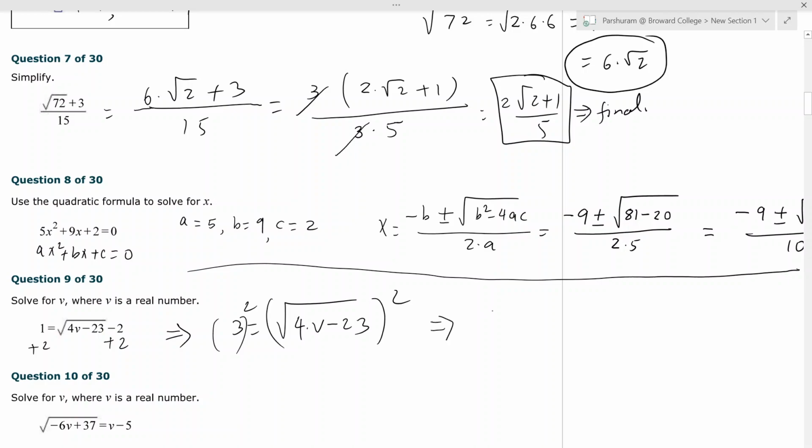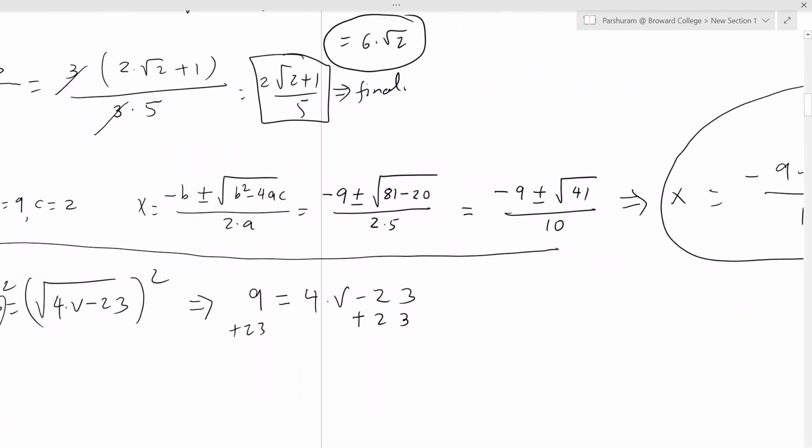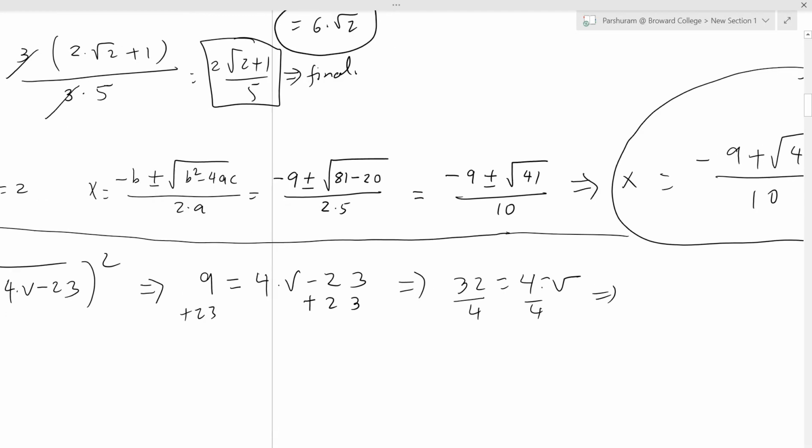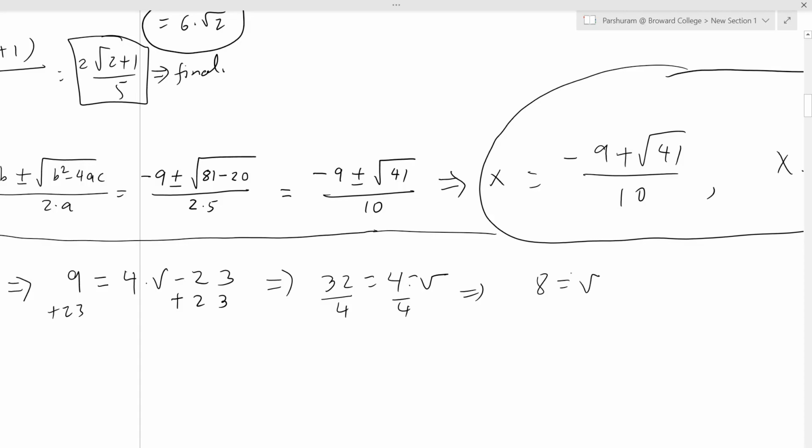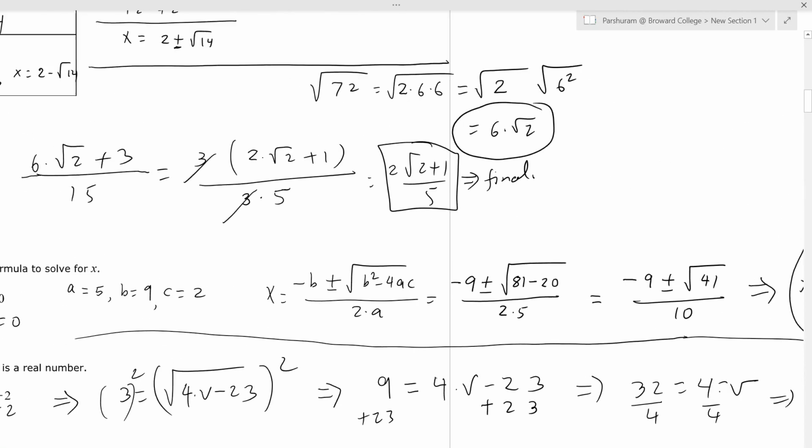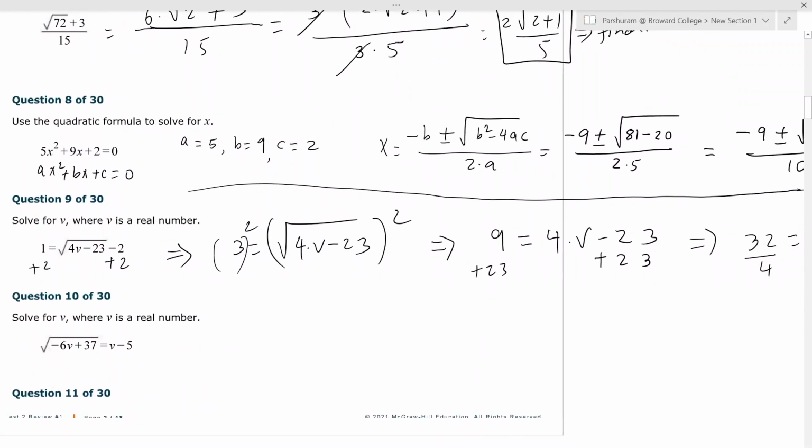Now if I do that, on the left side there will be 9, and on the right side the radical sign will be gone, so it will be 4v minus 23. Now we need to solve for v, and for that we have to isolate v. So let's add 23, and by doing that, the equation will be 9 plus 23, which is 32, equals 4 times v. And now for finding the value of v, just divide both sides by 4. So 32 divided by 4 is 8. So v equals 8 is the solution for problem number 9.